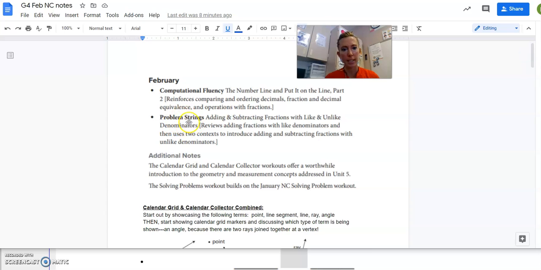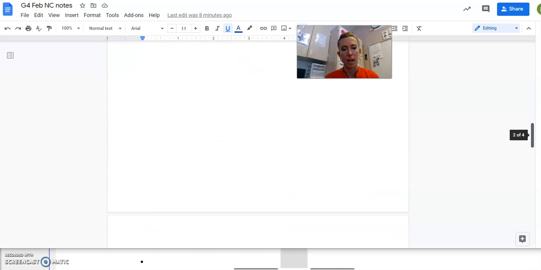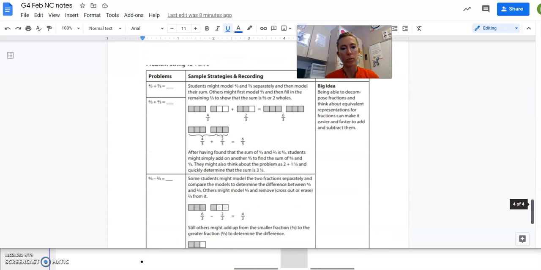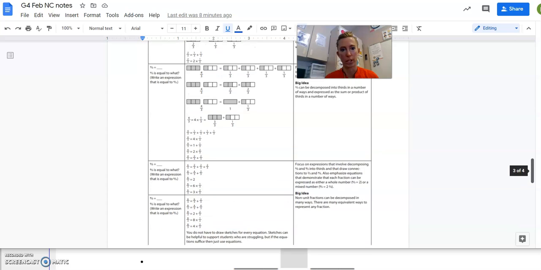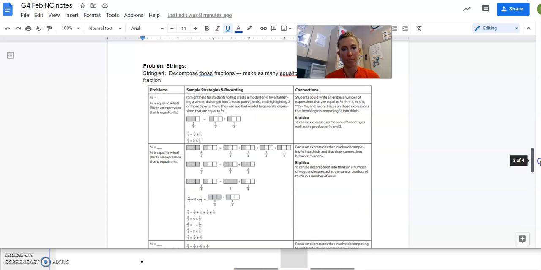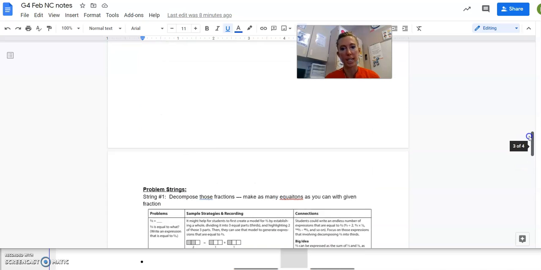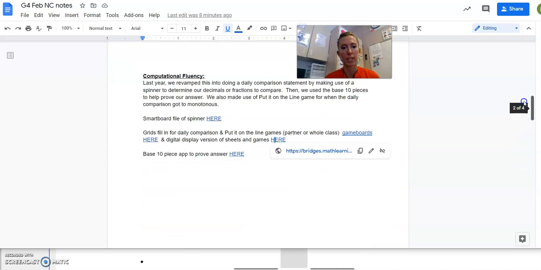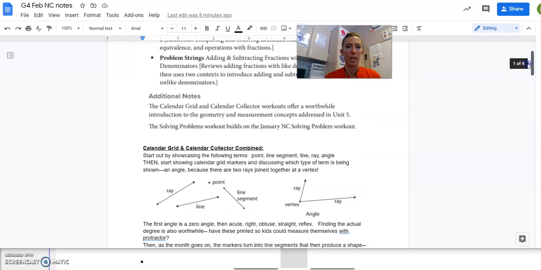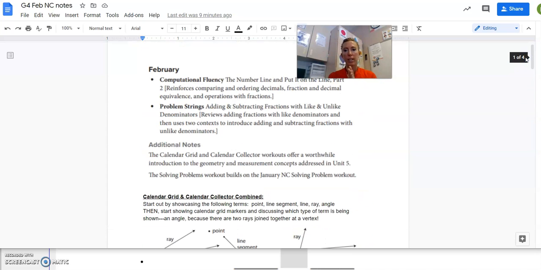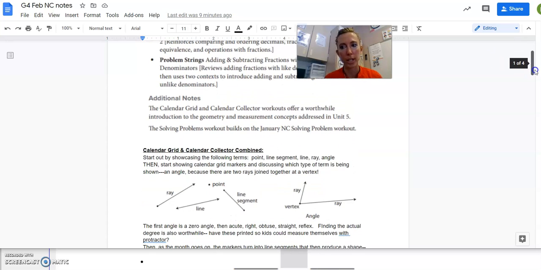The other part it says is problem strings, adding and subtracting fractions. We're going to be doing that in class. So I would not focus on this during number corner because we're going to be doing it during math time. So if you were to incorporate one fraction idea to do during number corner, maybe it would be this daily comparison of fractions. Otherwise, the heavy hitter in my mind is going to be calendar grid and focusing on geometry.